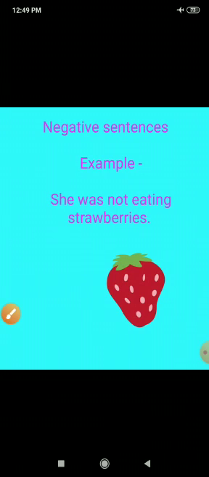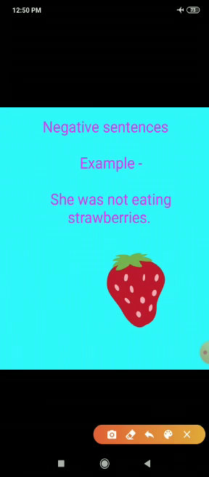And what about the negative sentence? Here we have an example. She was not eating strawberries. Negative and positive sentences are different in not. Here we have a positive sentence. She was eating strawberries. A negative sentence is formed by using not.